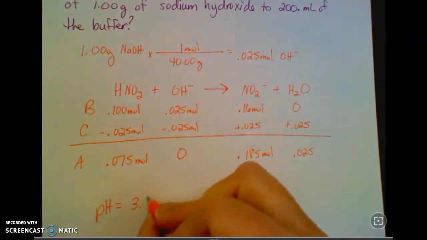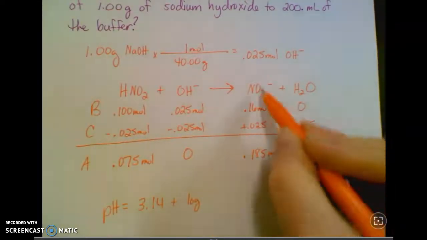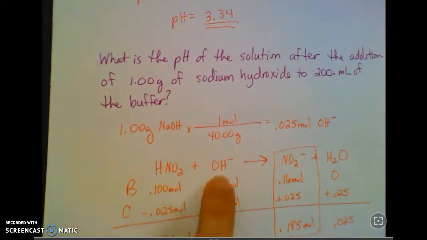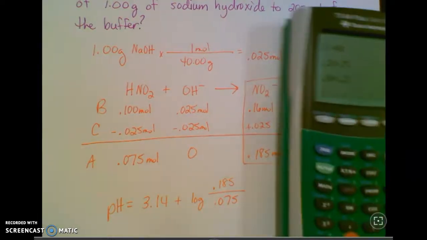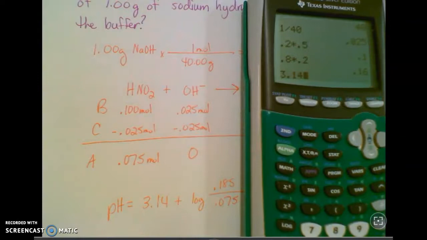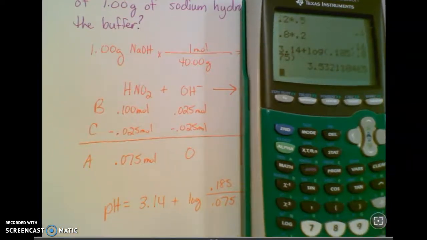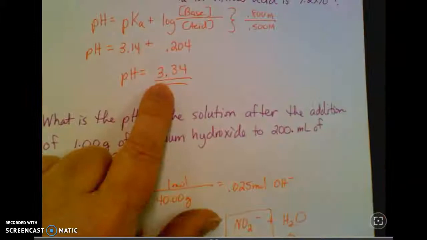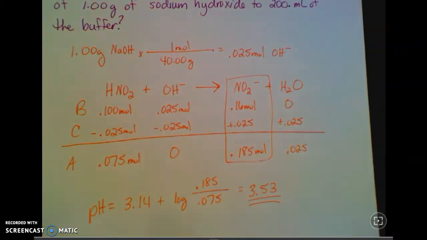So my pH for this one is going to be pKa, which I found out up here was 3.14, plus the log of base over acid. So here's my base, 0.185. Here's my acid, 0.075. So 3.14 plus the log of 0.185 divided by 0.075, 3.53. And so there was a little jump in pH of this one because I added a pretty hefty amount of the hydroxide there.